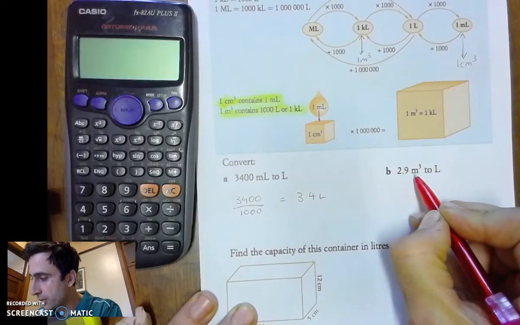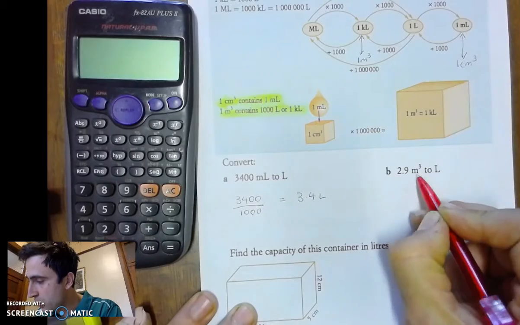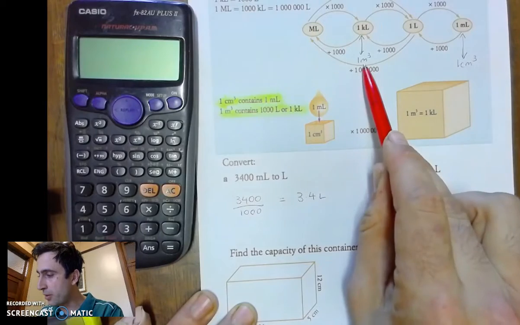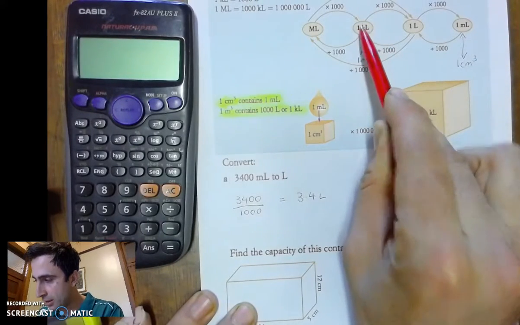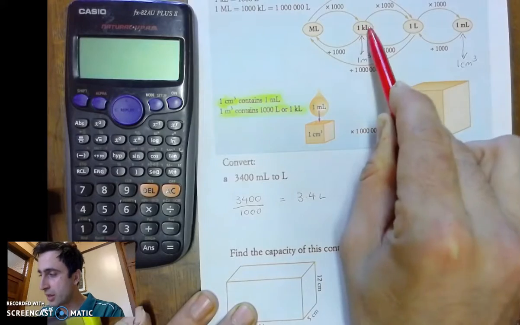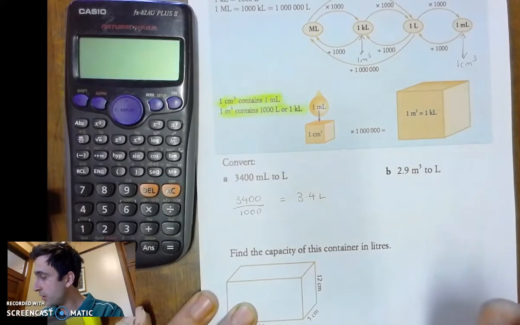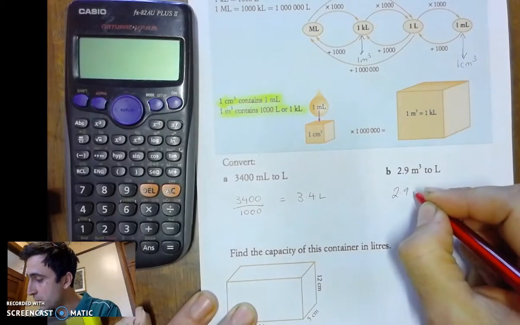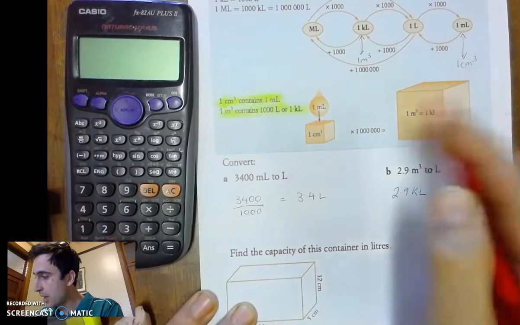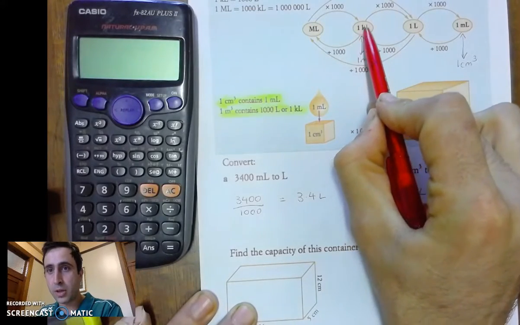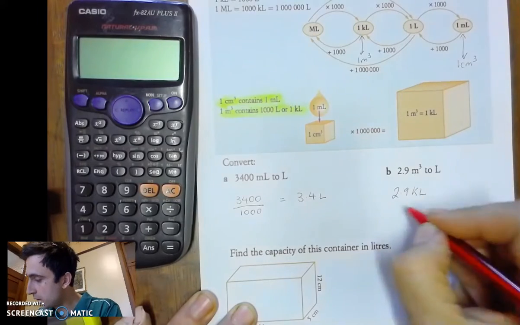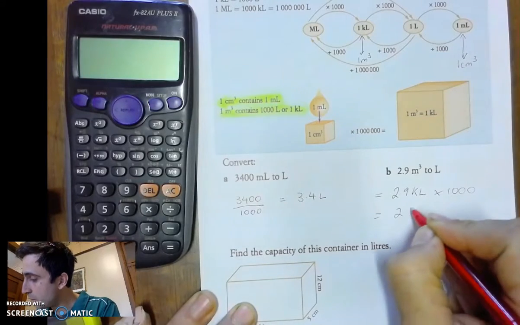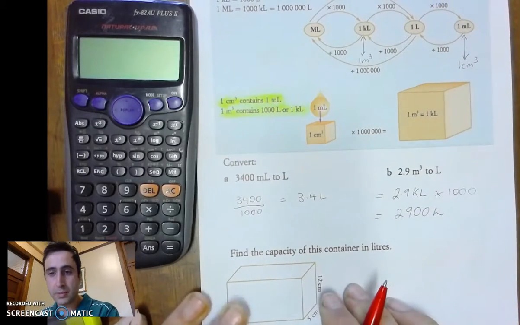Here's a cheeky one, because it's 2.9 metres cubed, and we have to turn that into litres. Now, there's no metres cubed here, but we know that metres cubed translates directly, in other words, for a 1-for-1 ratio, to kilolitres. So 2.9 metres cubed is the same as saying 2.9 kilolitres. And once we're at kilolitres, to go to litres, we times by 1,000, and we end up with 2,900 litres.